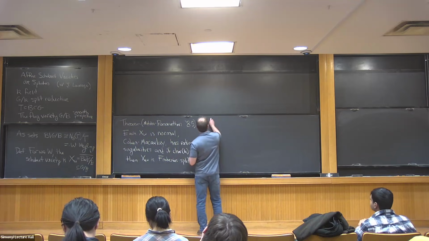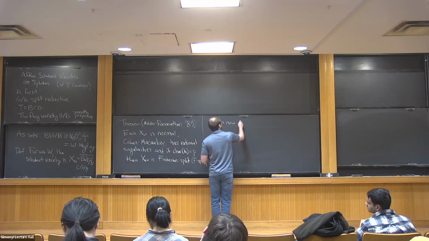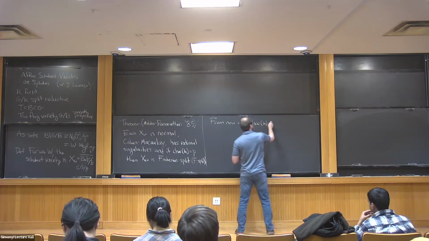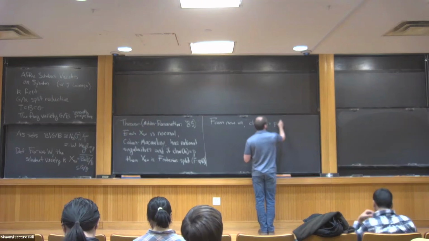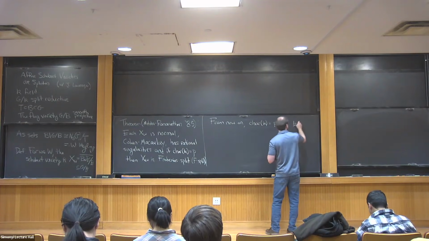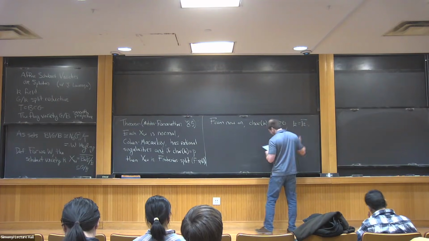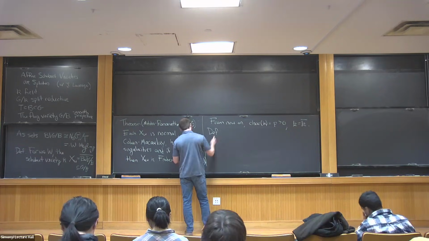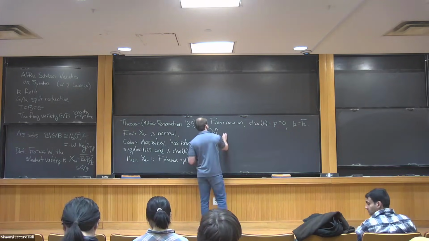So from now on, I'm going to assume the characteristic of K is positive. And just for simplicity, I'm going to assume K is algebraically closed. Okay, so I'll give you the definition now of a Frobenius split scheme.